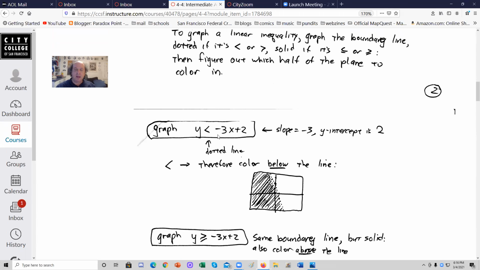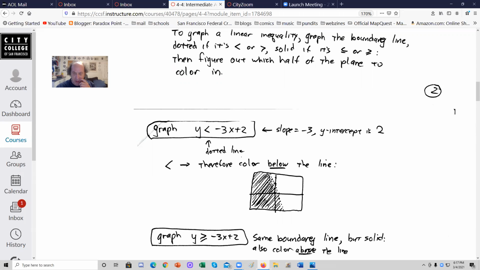So y less than negative 3x plus 2. Well, the strict inequality means it's a dotted line. We don't include the boundary. The slope of the boundary line is negative 3. Its y-intercept is at 2. And since we have y less than negative 3x plus 2, we'll color below the line.